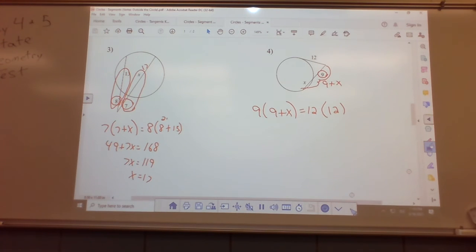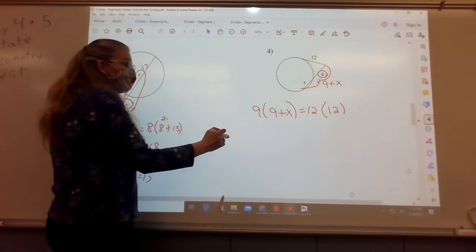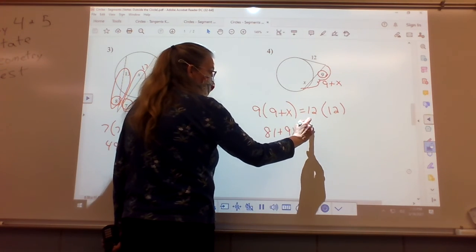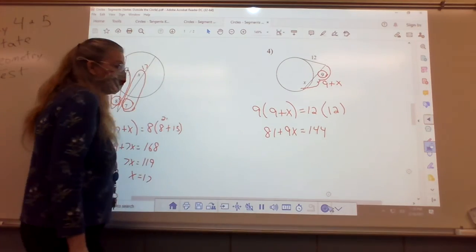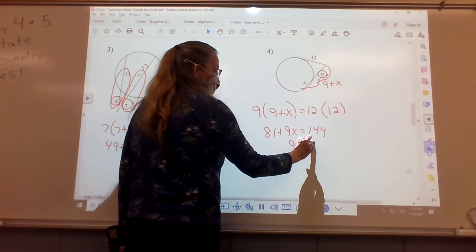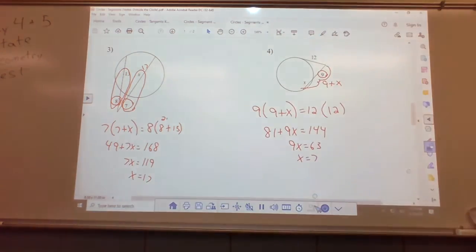So this one, that side that got cut short. Some books have a whole other formula and put that as that little piece squared, which is 12 times 12, 12 squared. I just hate doing another formula because it's one more thing to remember. So I just teach it the same way. Subtract the 81. So 9x is 63, x was 7. Are we okay on number 4?